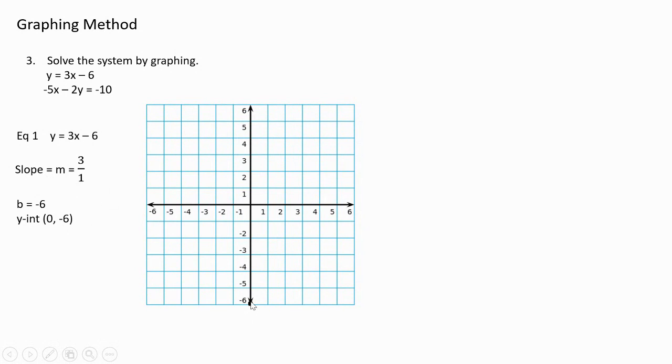So since they're both positive, I'm going to start here at negative 6 as my starting point. I'm going to go up 3, 1, 2, 3, and 1 to the right. You see, guys, if I keep going 1, 2, 3, 1 to the right, it's going to be the same line. But anyway, we only need 2 points to graph a line, so we graph it.